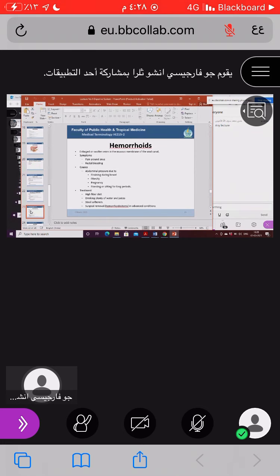Hemorrhoids are large swollen veins at the mucous membrane near the anal canal. Okay, so that is hemorrhoids.